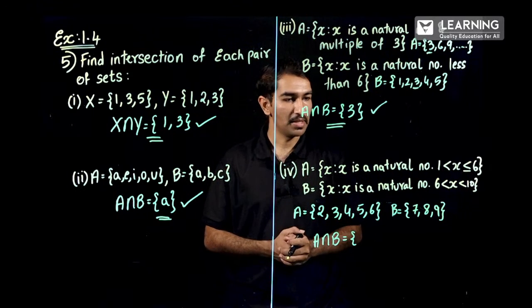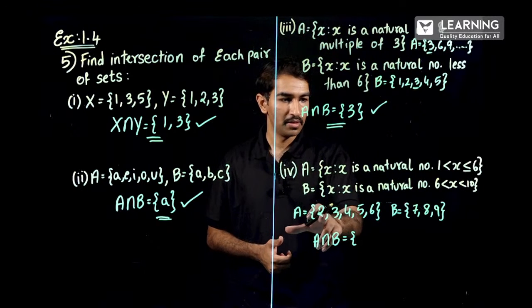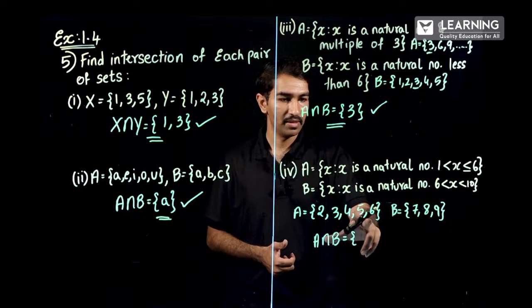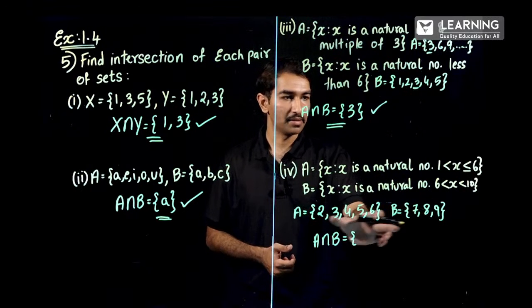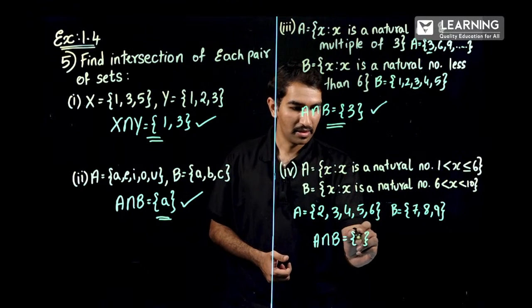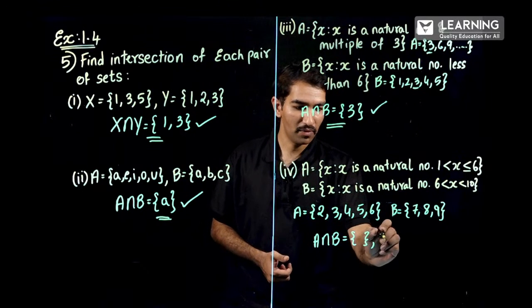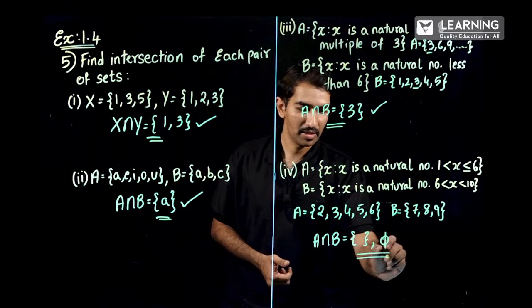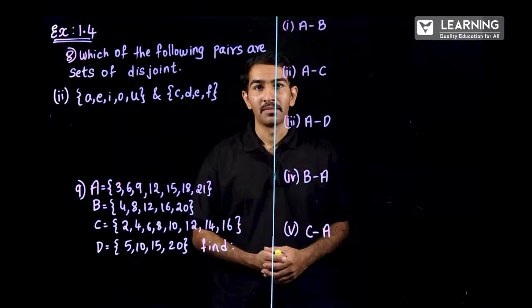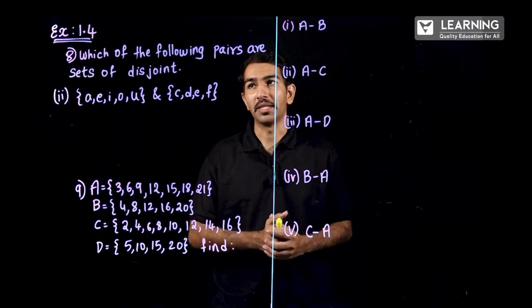So, what is A intersection B, students? What is common in them? 2 we have, no, 3, no, 4, 5 and 6. Nothing is repeating, alright. So, here nothing is common between A and B, so the answer is the empty set, and this will be the right answer. Moving on to the next question, students.